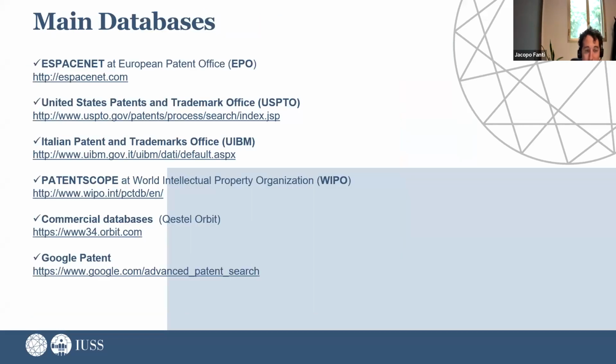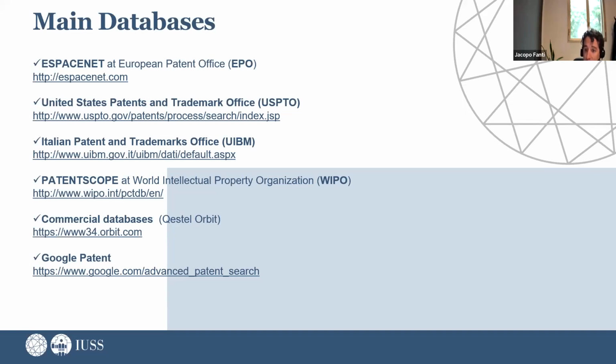So where can I find patents? There are many databases online, of course. Some of them are free and others are subject to payment. Espacenet, for example, is a patent database made available by the European Patent Office, even though, of course, it also integrates patents coming from other countries. Then we have the USPTO, the US Patent Office, which provides a patent database available to the public.